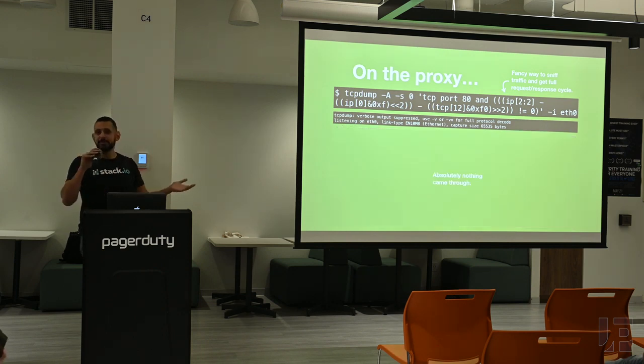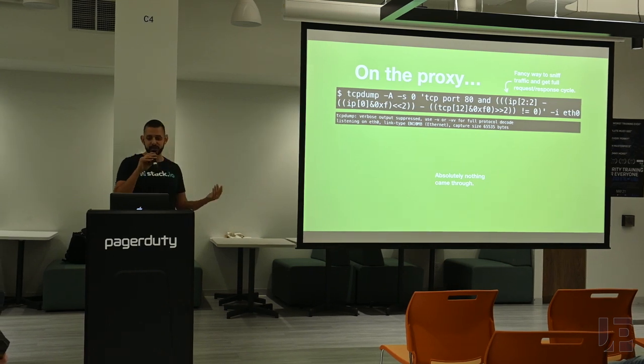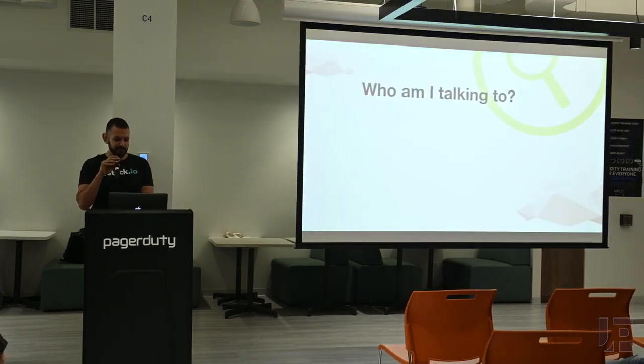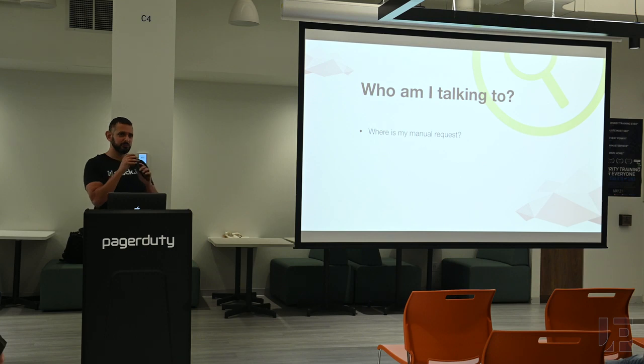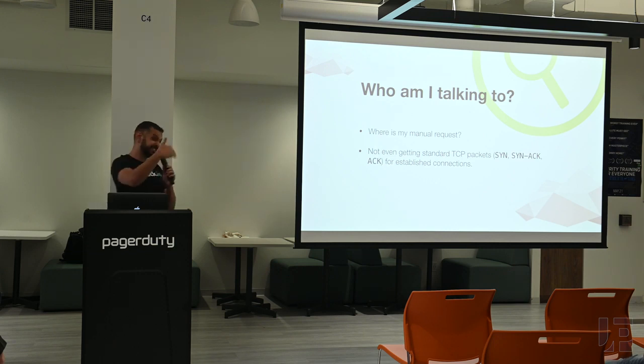However, there was absolutely nothing. When we issued the manual request, nothing came through on the other side. Nothing at all. So who the heck am I talking to? Where is my manual request? I should at least see standard TCP packets, like I did a handshake, right? I should see SYN, SYN-ACK, and ACK for established connections, but I didn't get that either. So who am I talking to?